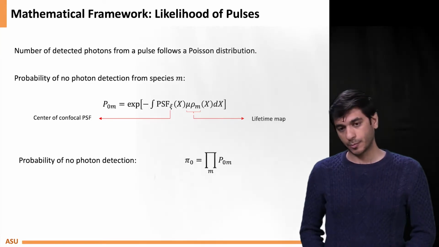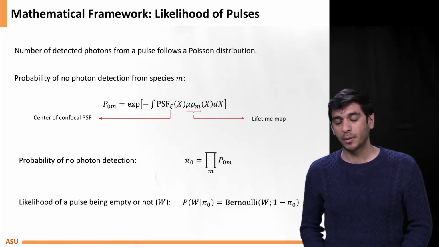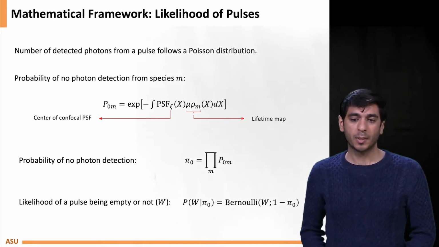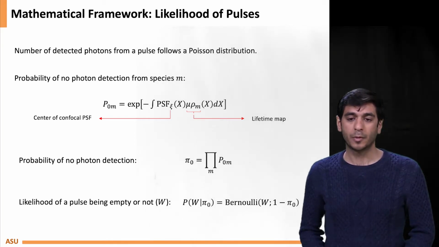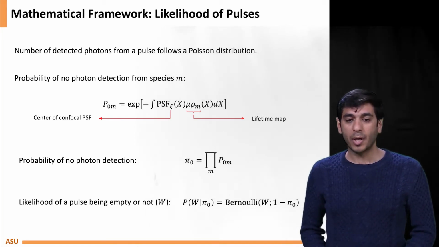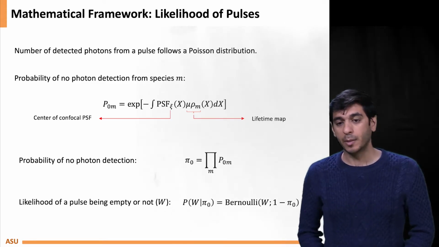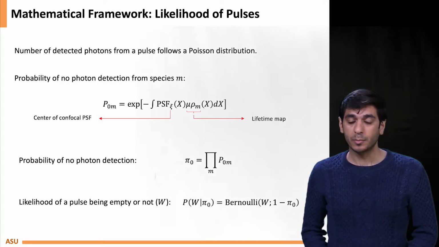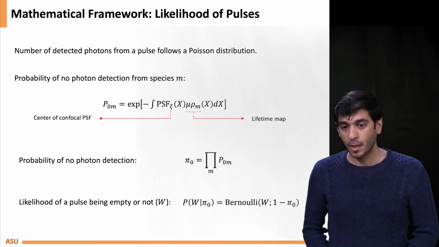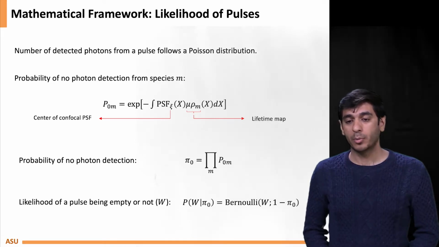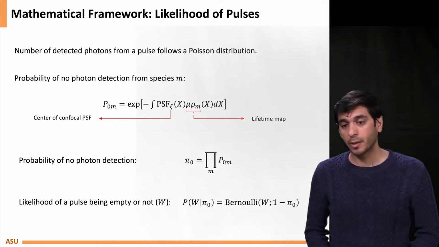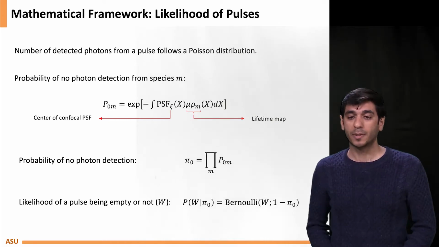And now that I derived the probability of detecting no photons from a pulse, P naught, I can proceed to write the likelihood for W. W is a binary random variable reminiscent of flipping a coin. Therefore, the likelihood is a Bernoulli distribution, with the success probability, the probability of detecting photons, being 1 minus pi naught, where pi naught is the probability of detecting no photons.